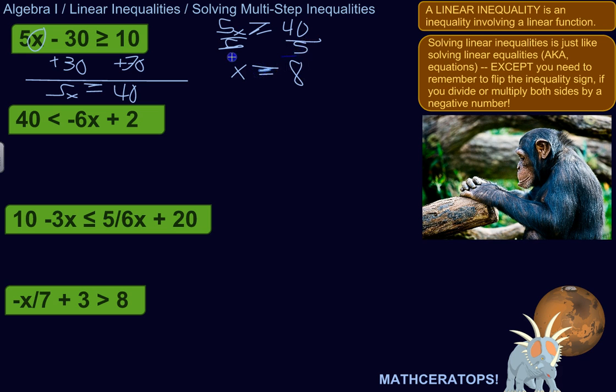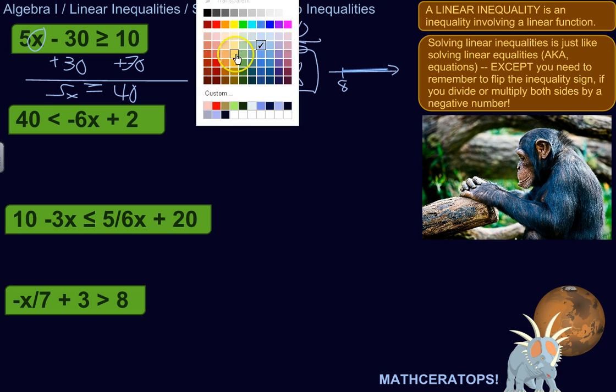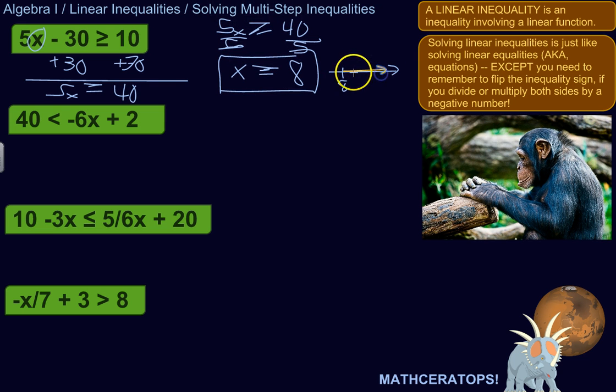So that's my answer. I could graph it on a number line where I've got the number 8, and I draw an arrow like that, and it would be filled in at the end because x could equal 8, and anything greater than 8 also counts as an answer. So it would look something like that. I'm just going to leave the rest of the answers in inequality form like that: x is greater than or equal to 8.